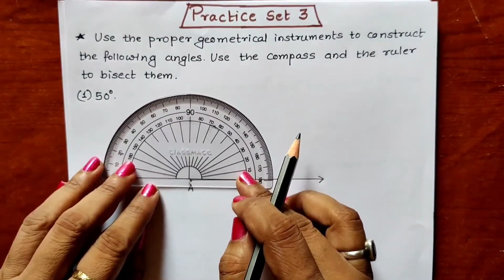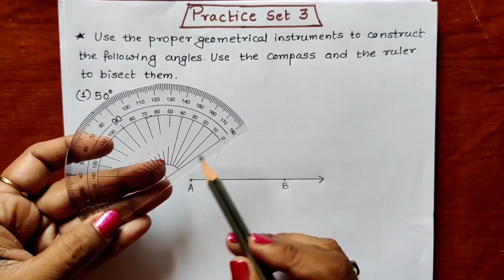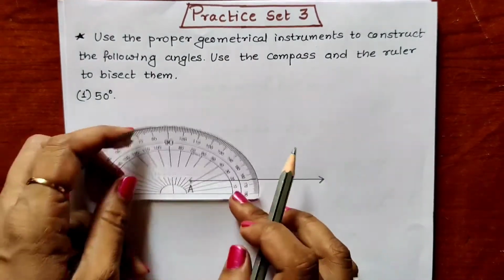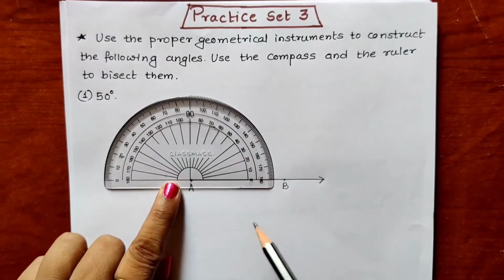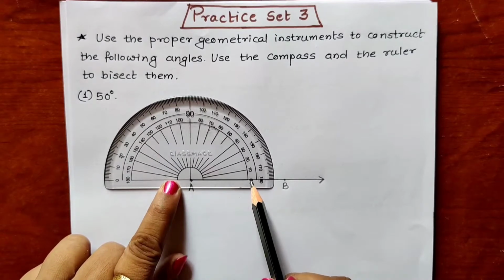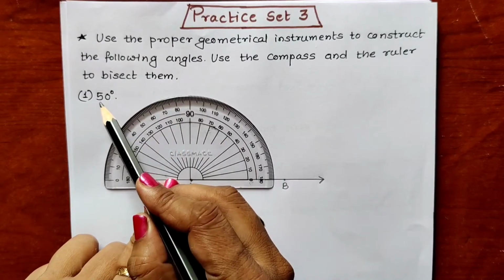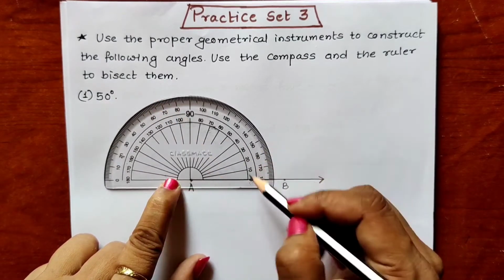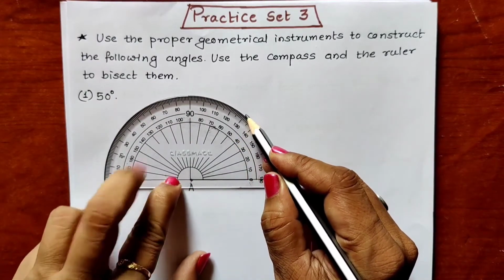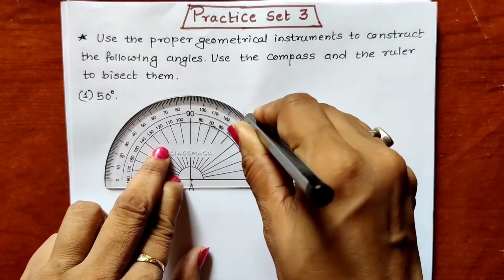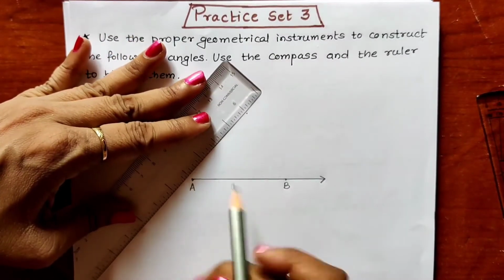Okay. So place it on point A properly, carefully. See that this line should coincide with ray AB. It should match with ray AB. Now we will start counting from 0 on the right hand side, till 50 degrees. So 0, 10, 20, 30, 40, 50. Here it is 50. We have to put a point over here, and after putting the point, we have to join it with point A.